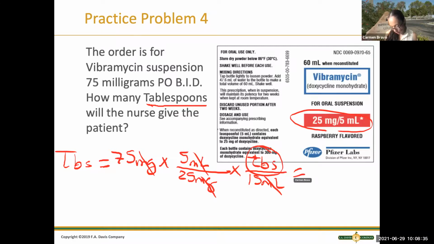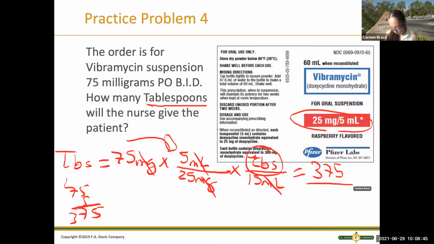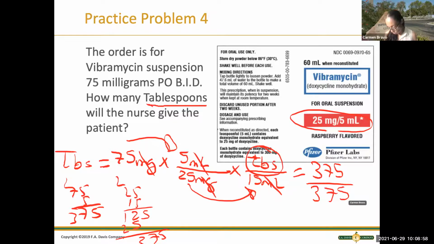And now I'm going to multiply 75 times 5, I'm sorry. So 375 and then 25 times 15. So this one's an easy one, huh? It's an easy one. So 375 by 375 is equal to 1. So 1 tablespoon per dose. So that's my answer.